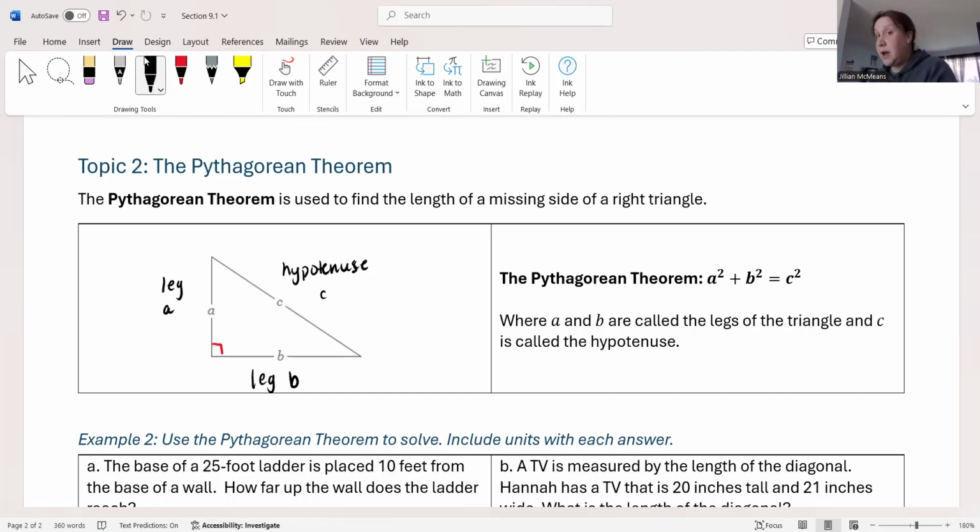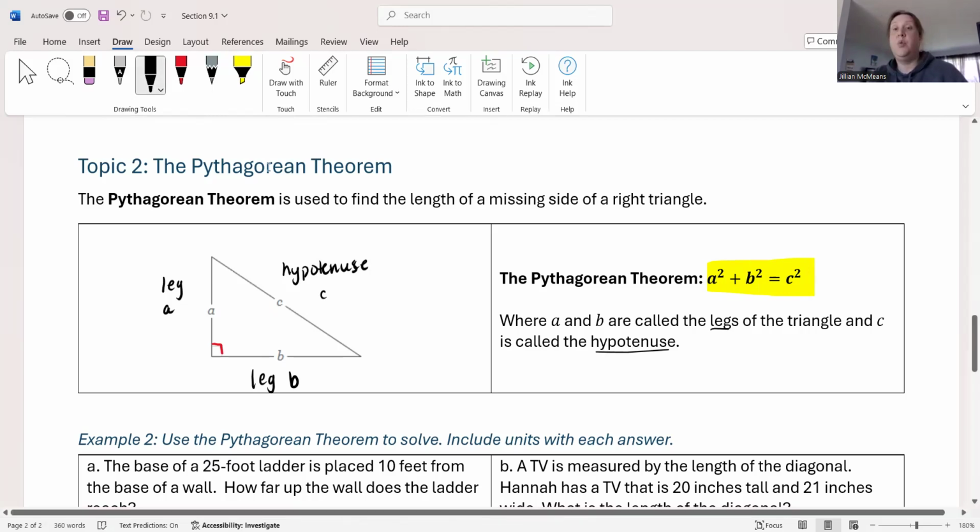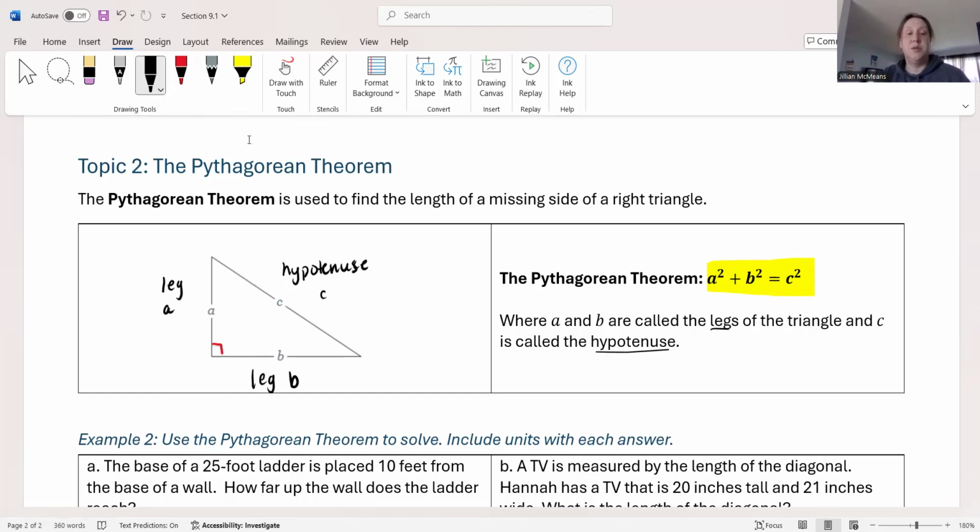Now, the actual Pythagorean theorem states that if you take the sum of the legs squared, it should equal the hypotenuse squared. That just means if I take A and square it, add it to B squared, I get C squared. So quite literally, the Pythagorean theorem is A squared plus B squared equals C squared, where A and B are called the legs of the triangle, and C is called the hypotenuse. There are so many applications involving the Pythagorean theorem, so we're going to look at just a couple of basic ones.